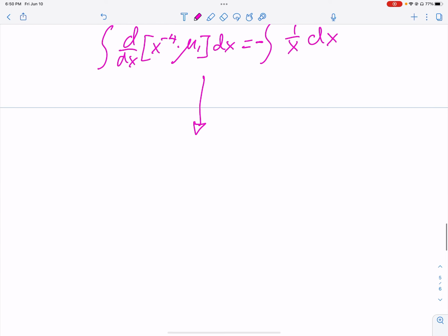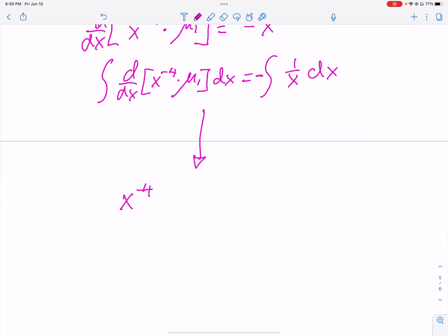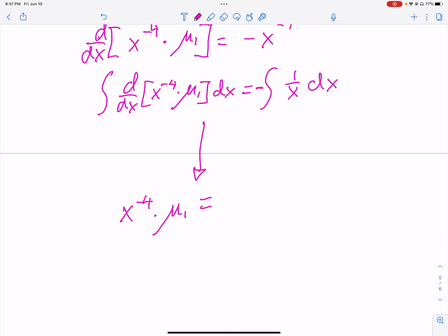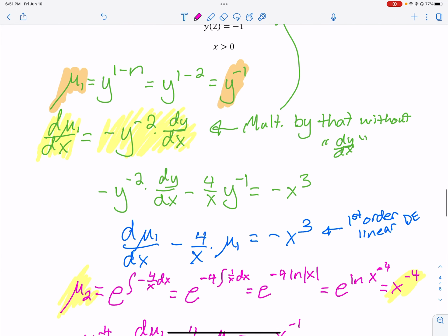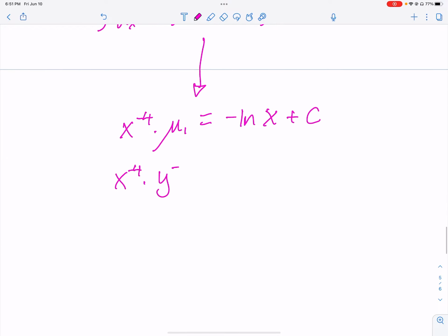Right, so now we do our integral. We have x to the negative 4 times mu1 equals negative ln x. I'm just going to put x because at the beginning of the problem, it says x is greater than 0, plus c. Now we can replace that mu1. Mu1 was y to the negative 1. So I get x to the negative 4 times y to the negative 1 equals negative ln x plus c.